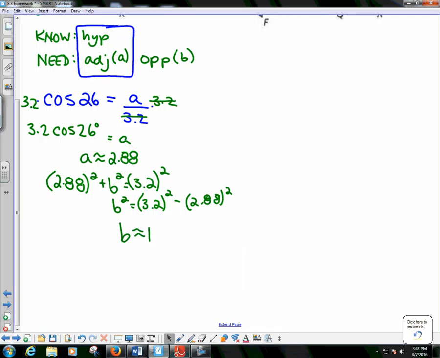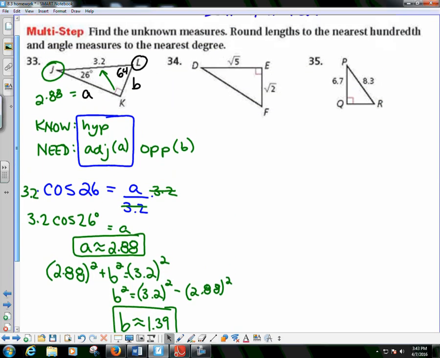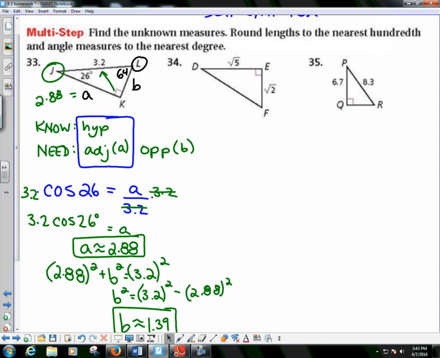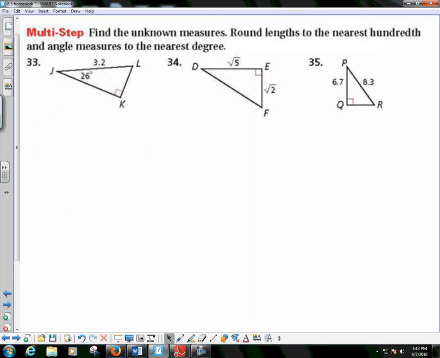B is approximately 1.39. And A is 2.8. So we have found all three measures for number 33. We're going to look at number 34, and I'm going to erase all of this stuff.